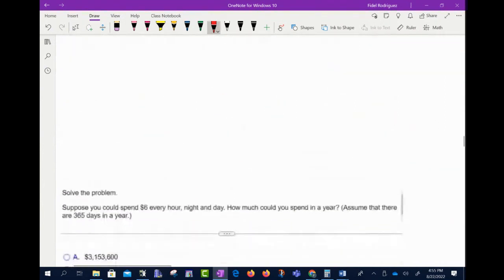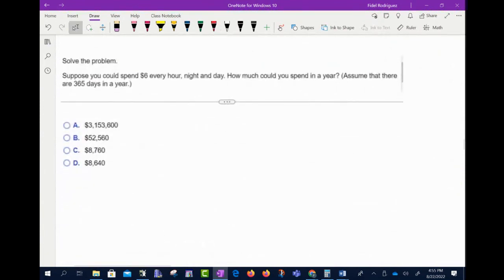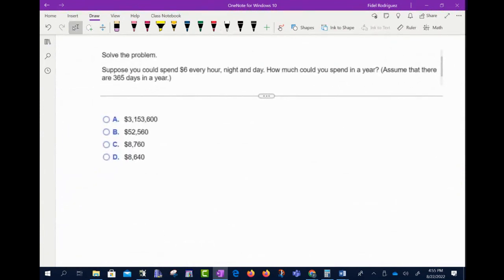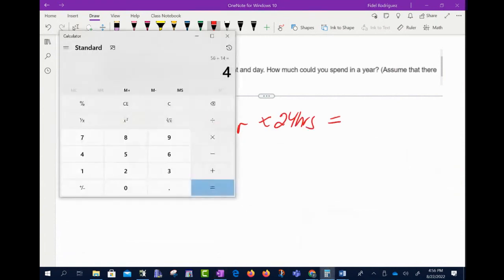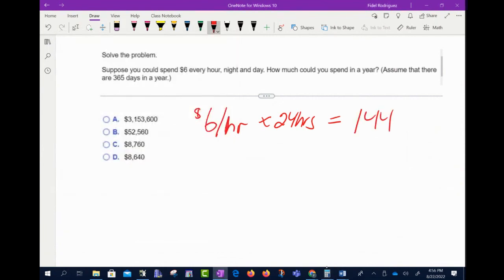All right, let's see. We got a little bit more. Yes, we do. A few more problems here, y'all. So it says, suppose you could spend $6 every hour, night and day. How much could we spend in a year? Okay, so $6 per hour. If I multiply that by 24 hours, because there's 24 hours in a day, 6 times 24, $144 in a day. Okay.